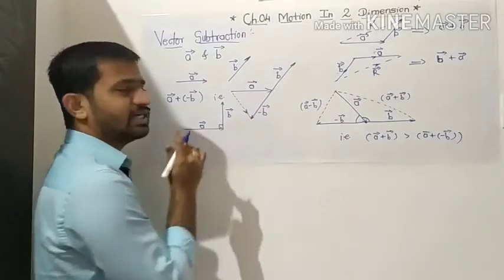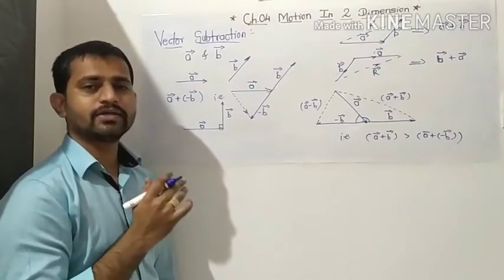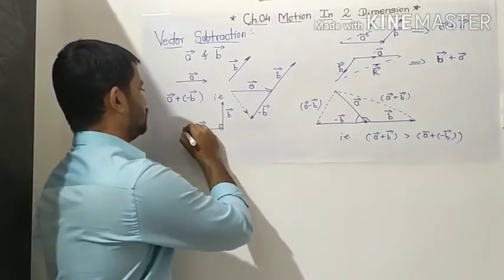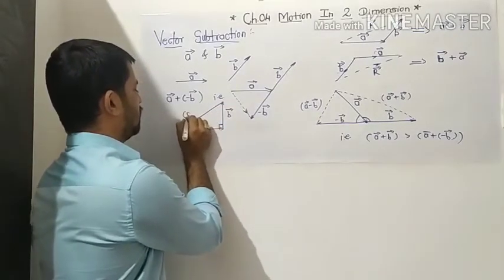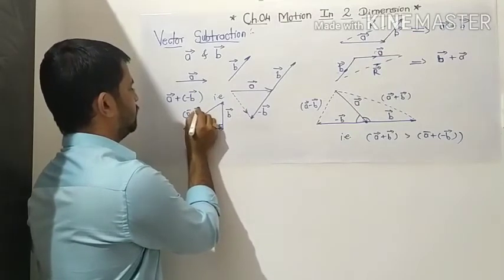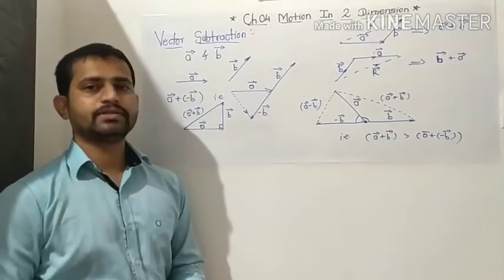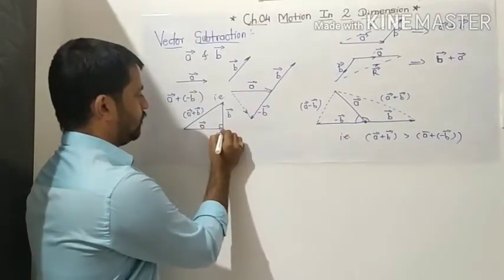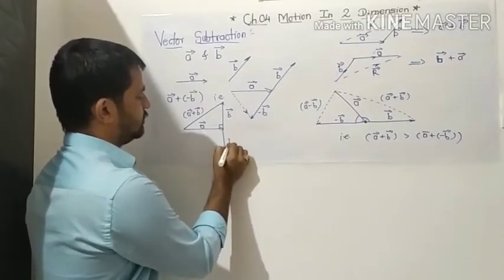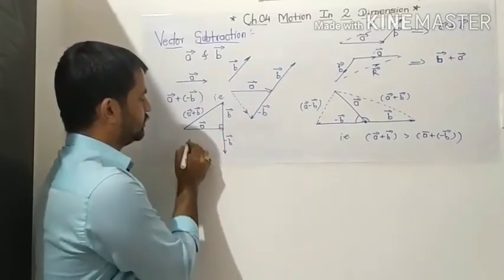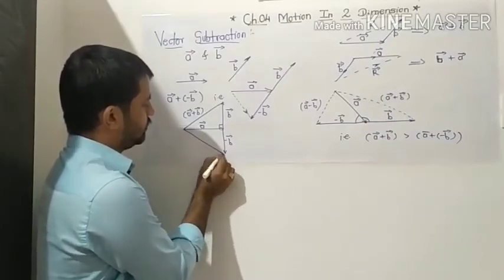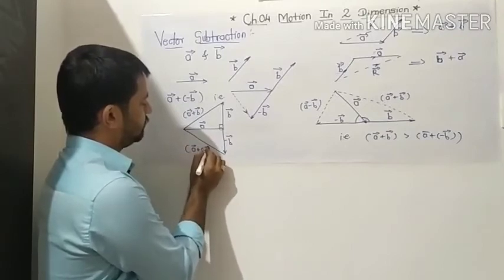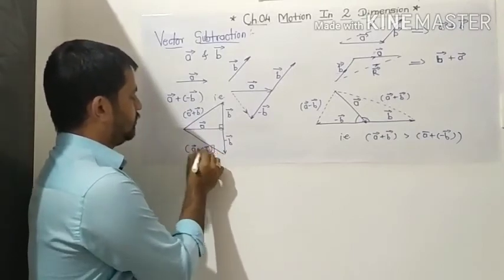Then this resultant is given by the triangle law, that is joining the tail end of the first with the arrowhead of the second. Okay, so if we join this, then A plus B, vector A plus vector B. Then if we go for the minus B, this is the vector of minus B, then in that case, if we find the resultant here, it will be A plus minus B.